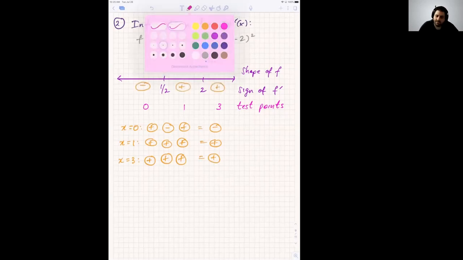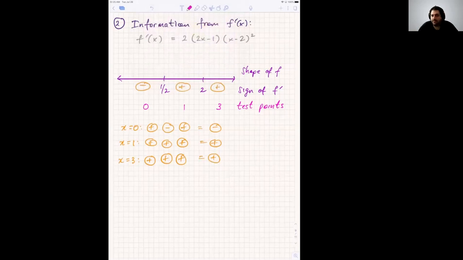And let's recall, what does that mean about the original function? Negative derivative means the original function is decreasing, and positive derivative means the original function is increasing. So here I'm going to put a down arrow, up arrow, up arrow.